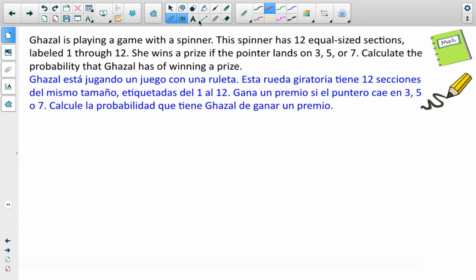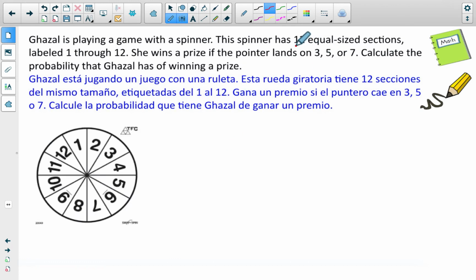All right, so let's look at this example here. Ghazal is playing a game with a spinner. The spinner has 12 equal-sized sections, labeled 1 through 12. She wins a prize if the pointer lands on 3, 5, or 7. Calculate the probability that Ghazal wins a prize. Now, some of us are visual learners, and if you are struggling to understand this question, a lot of times it helps to draw a picture.